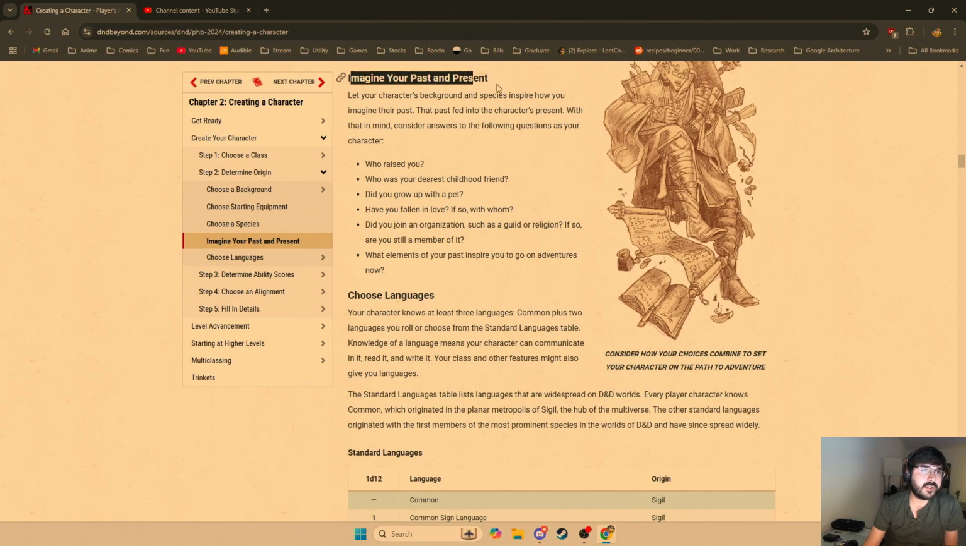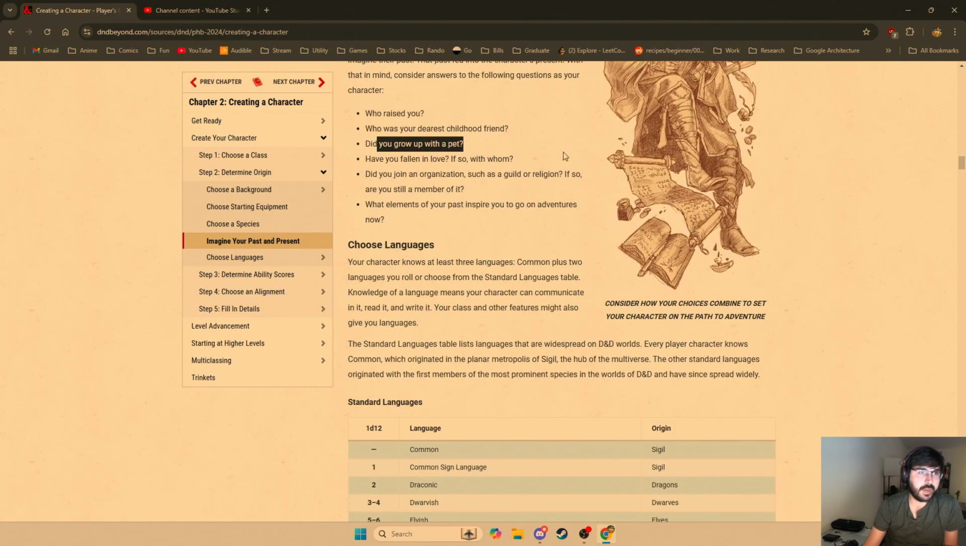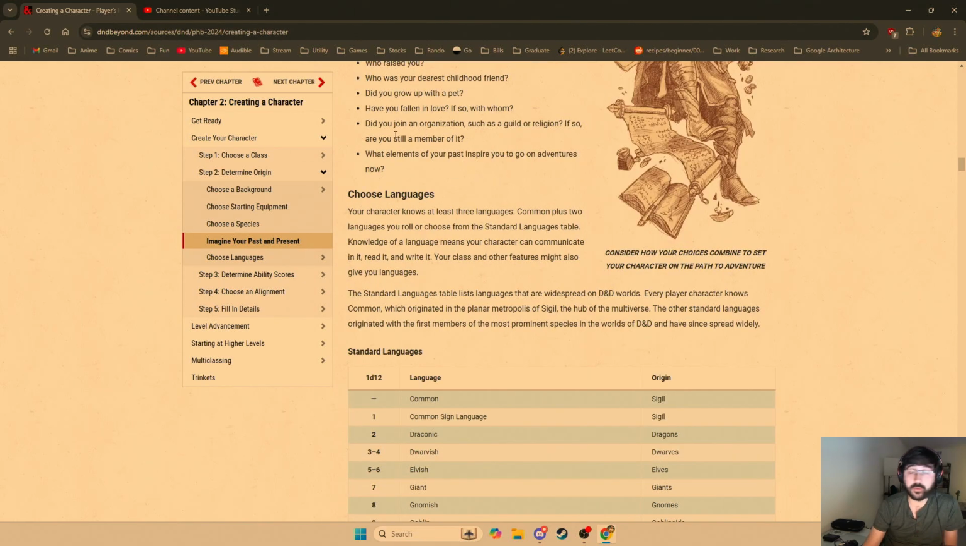There you go. Imagine your past and present. Who raised you? Childhood friend. Did you grow up with a pet? Have you ever fallen in love? Who were they? Did you join an organization, guild, religion, or so on? Are you still affiliated with them? What elements of the past inspire you to go on an adventure now?